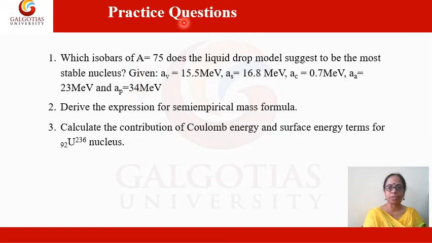Now there are some practice questions. Numerical: which isobar of A equal to 75 does the liquid drop model suggest to be the most stable nucleus? Some values are given. We have to calculate according to example 1. Second question: derive the expression for the semi-empirical mass formula. Third: calculate the contribution of Coulomb energy and surface energy terms for the uranium nucleus.